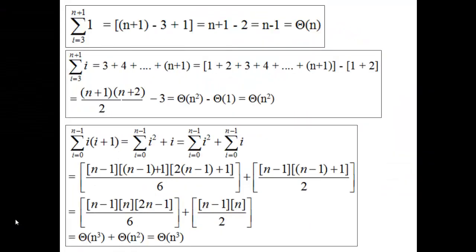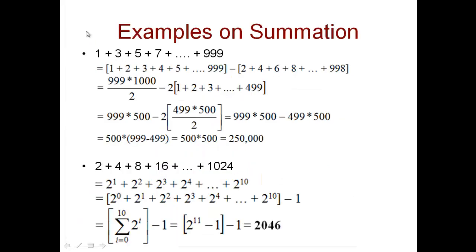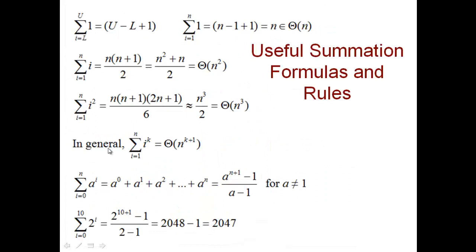So let us now go through some general expressions involving summations. So I have sigma i equals 3 to n plus 1, 1. So we have a constant inside the summation. If you look at these formulas, it falls in this category.